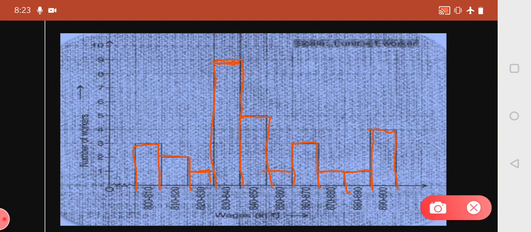You can write the frequencies on the respective rectangles. Here you can see 3, here it is 2, 1, 9. This is 5, 1. This is 3, 1, 1 and 4. This is how you have to draw the histogram. Students, please solve this question in graph book. So question number 2 and 4 you have to solve in graph book.